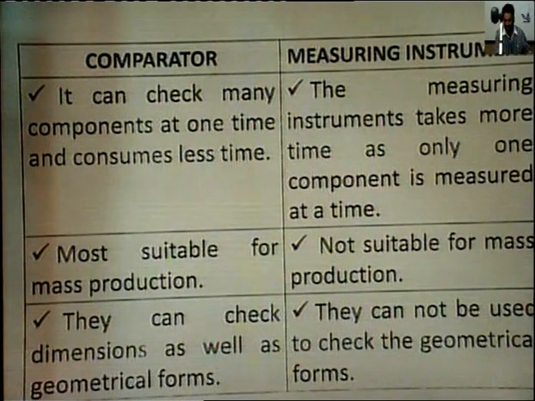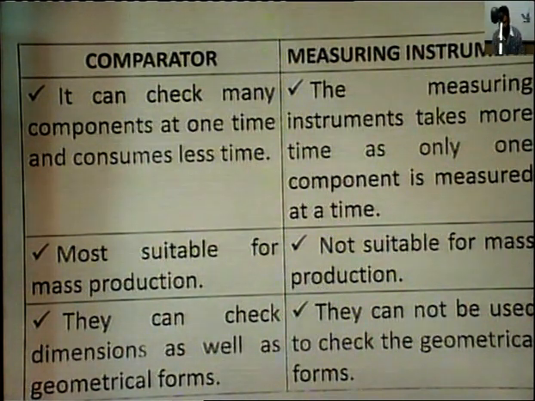Next, a comparator can check many components at one time and consume less time. Comparators are versatile; they can check more than one dimension at a time, but measuring instruments take more time, as only one component is measured at a time.